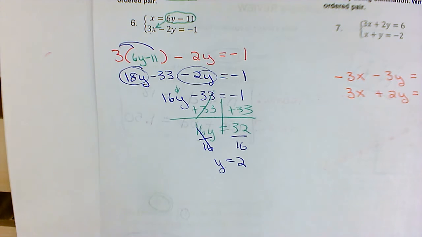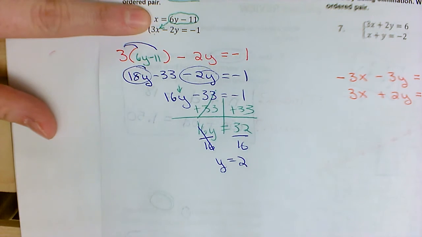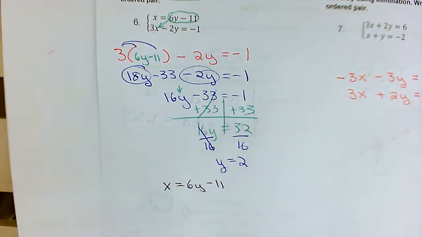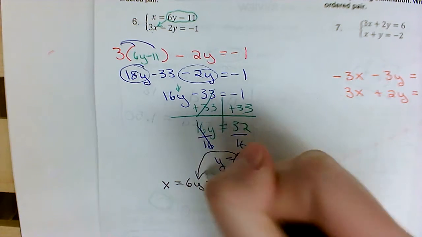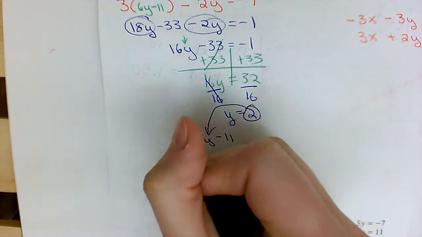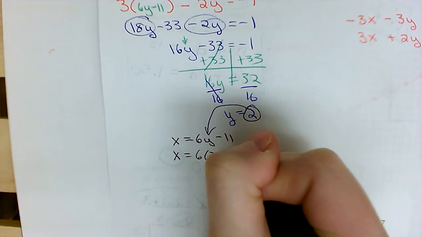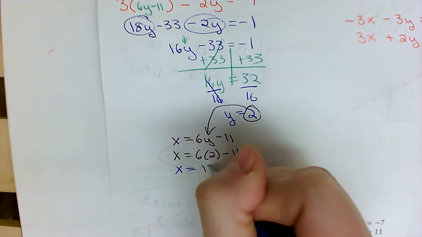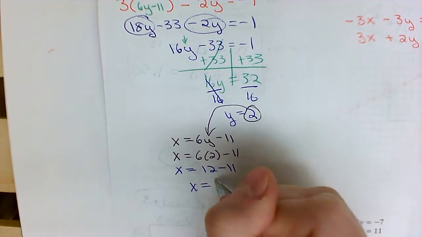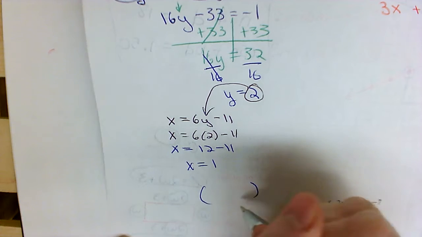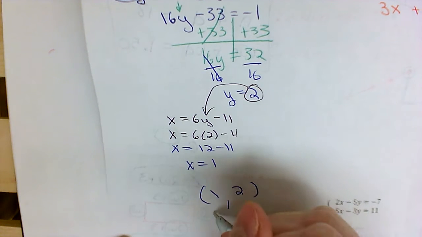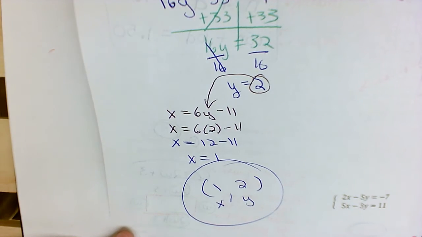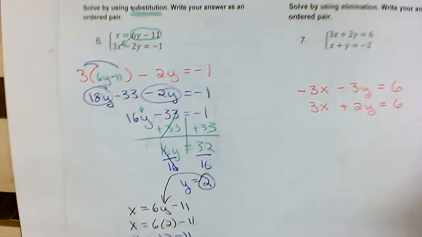In order to find the value of x, go back to one of your original equations. Does not matter which one you pick, but I like the top one. And I know now y equals 2, so let's plug that in. So x is equal to 6 times 2 minus 11, and if I go ahead and multiply that, that means x is equal to 12 minus 11, so x is equal to 1. Make sure that when you write your final answer, you have your x value first and your y value second. You must write your answer as an ordered pair.